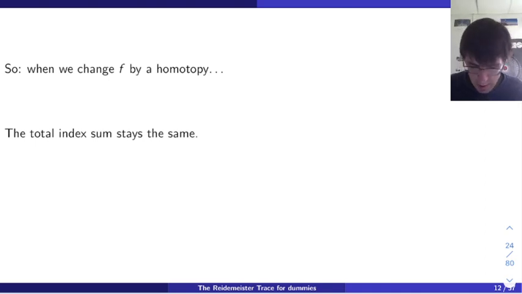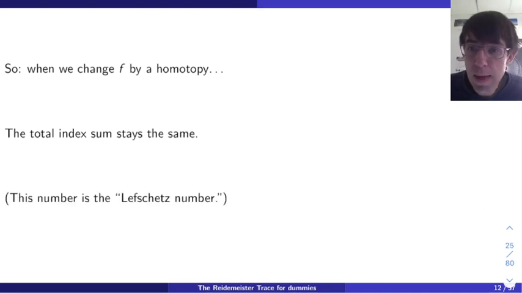All right? Actually, that number, that total sum, has a name. It's called the Lefschetz number, which you might have heard of if you've done some algebraic topology before. I'm not really going to talk about the Lefschetz number, but the total index sum will stay the same. All right? Hope I'm doing all right so far.